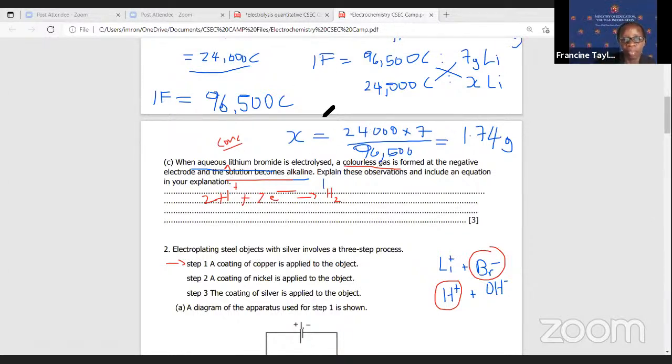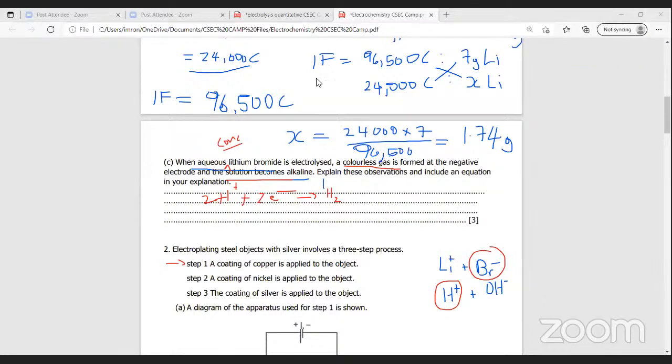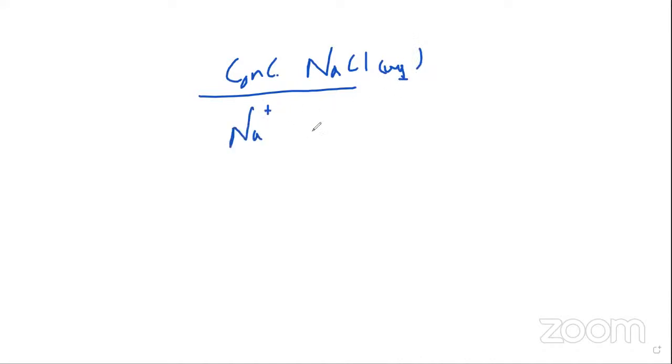All right, just to mention one last thing, because I think this is important. An important little outlier, related to what we just did a while ago, is the electrolysis of concentrated sodium chloride solution with inert electrodes. Concentrated sodium chloride solution is kind of different. You have to be very careful, because sodium chloride is going to give you sodium ions and chloride ions.